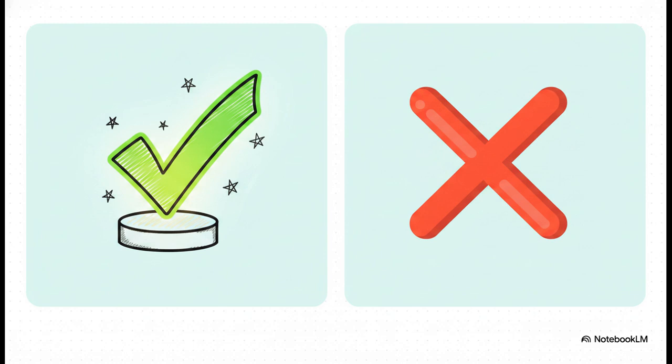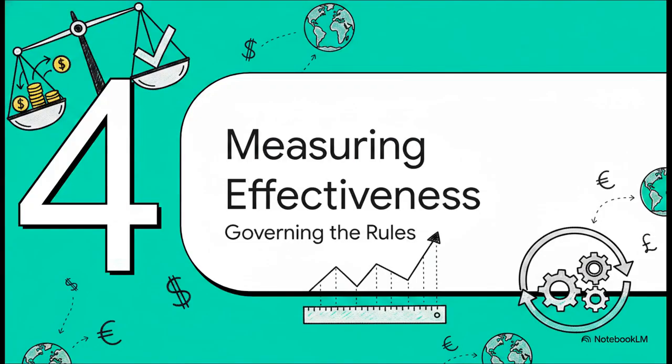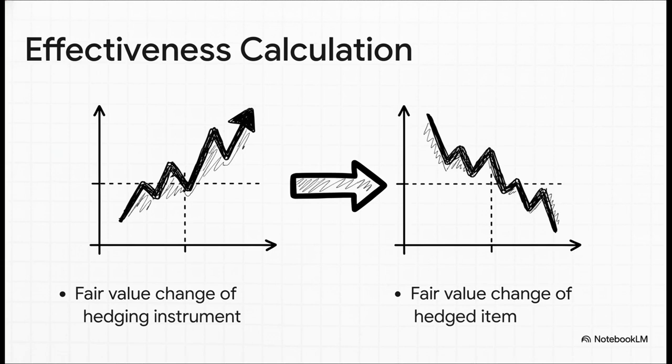Because our trade payable is already a recognized monetary liability sitting there on our books, the fair value hedge is the clear recommended winner here. Section 4. Measuring effectiveness, governing the rules. With our fair value designation locked in, how do we measure if it's actually working?